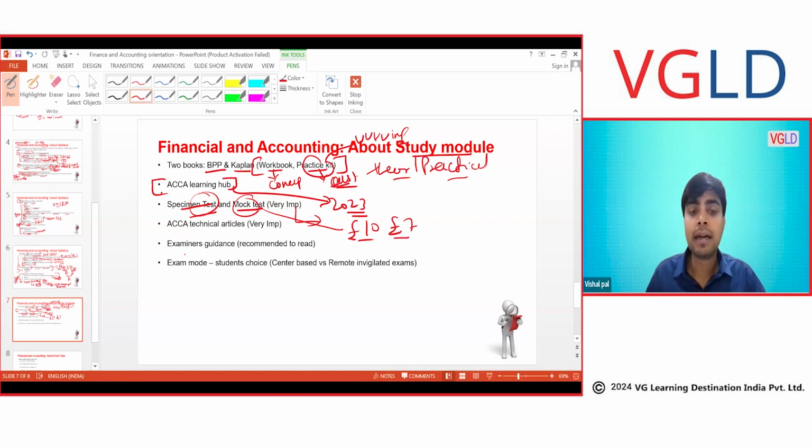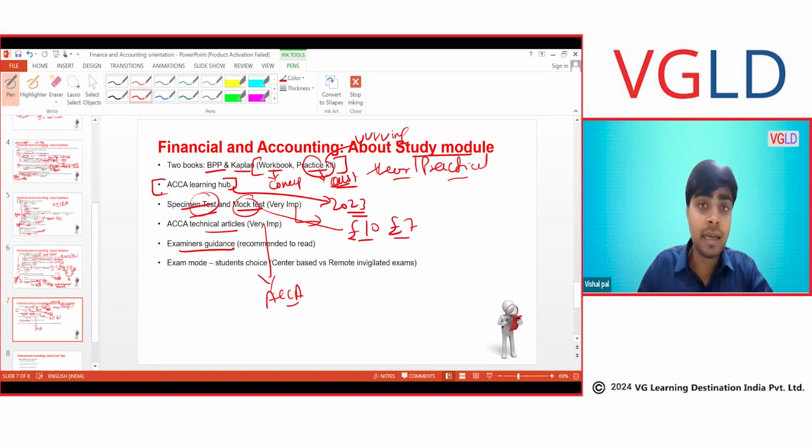Then there are technical articles and exam guidance. Technical articles are given by ACCA. Let's say I'm in ACCA, so once we complete, we as authors write about certain concepts. And then there is some exam guidance given by the examiner. It may not be helpful for you at knowledge level, but definitely will be helpful later. So do use those guides in case you get interested.